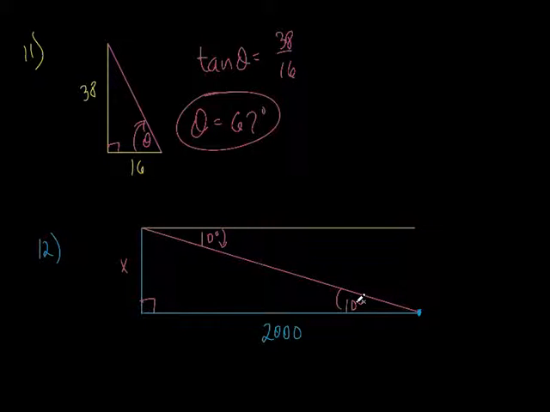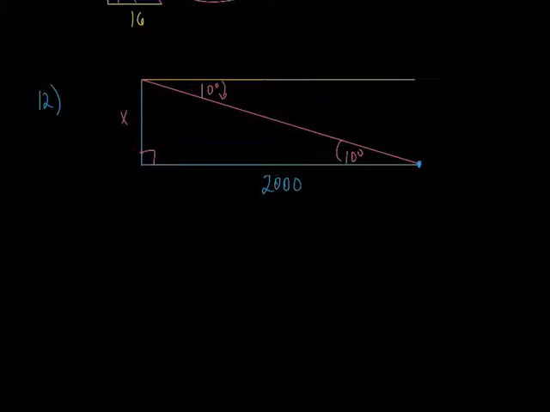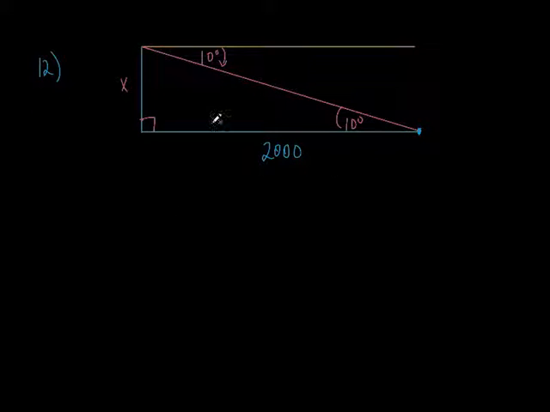So let's look at the sides. What is X to this 10 degrees? It's opposite. What is the 2,000 to the 10 degrees? Which trig function, for the third time in a row, uses opposite and adjacent? Yeah. Now you see why it's my favorite trig function, right? I love it. So the tangent of 10 degrees is opposite over adjacent.